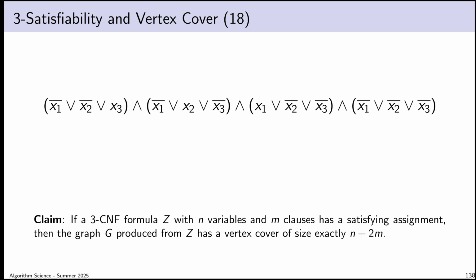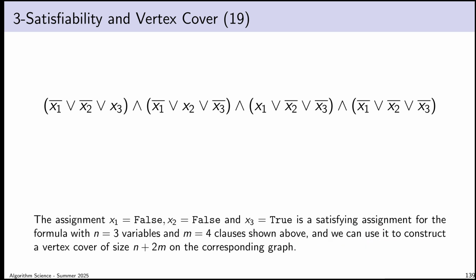I'm actually not done with the reduction because I have to prove an if and only if. It isn't sufficient to say that if there is a vertex cover, there must be a satisfying assignment. I sort of have to show the converse as well. So here it is. If I have a 3CNF formula that has n variables and m clauses, and I produce the graph by the construction we just described, and the formula has a satisfying assignment, then the graph will have a vertex cover of size n plus 2m.